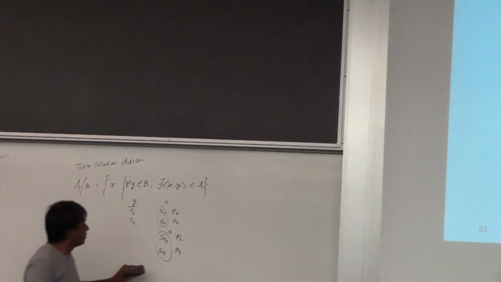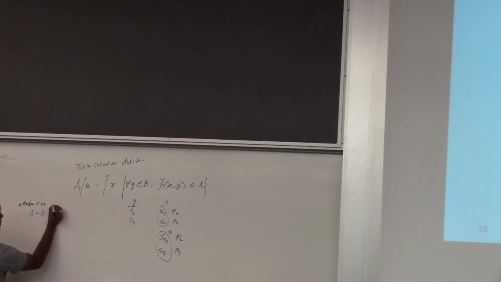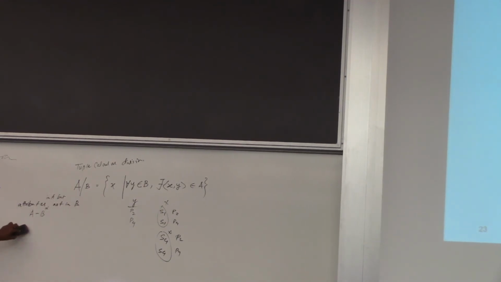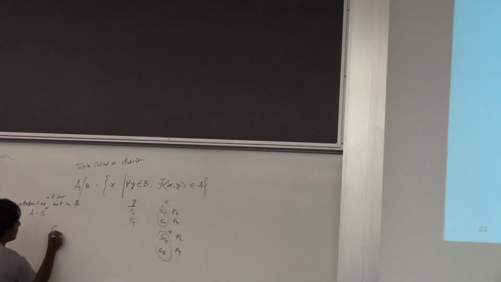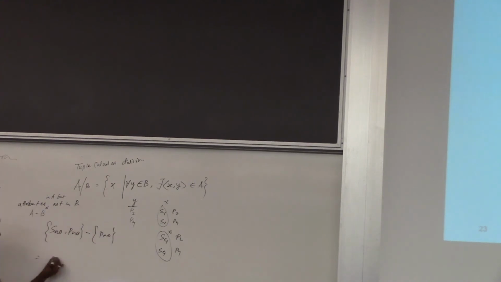Now, what are the attributes that are output for this A division by B? It is exactly the attributes in A but not in B. This is not the set difference operator. So we have S number and P number, S number comma P number, and this is one set minus P number. So exactly the result is S number.